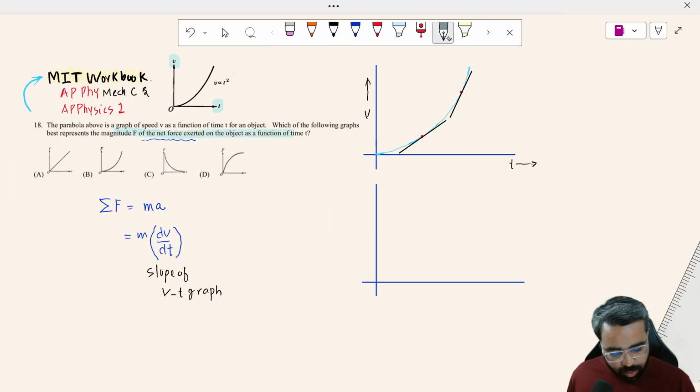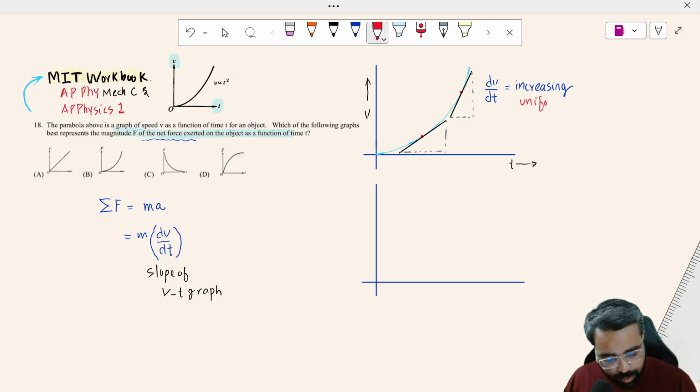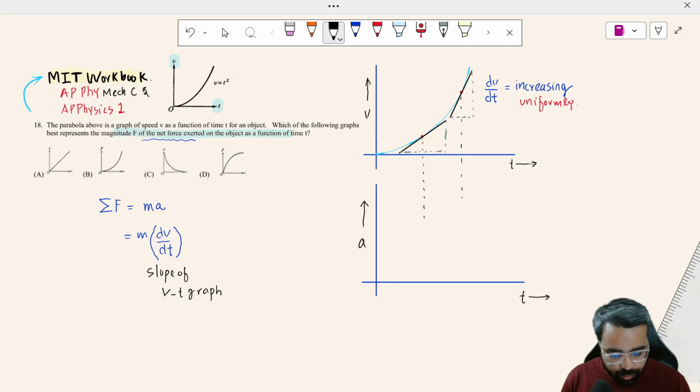All right, so dear students, you can see easily that the slope is increasing, because rise over run, delta v over delta t, or dv over dt, the slope of the graph is increasing. But how is it increasing? What is the trend? It is increasing uniformly, which means it is increasing in equal intervals of time. So when we try to get the equivalent acceleration-time graph, it will never be a horizontal line, because we see that acceleration is increasing.